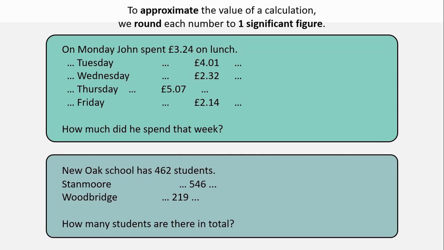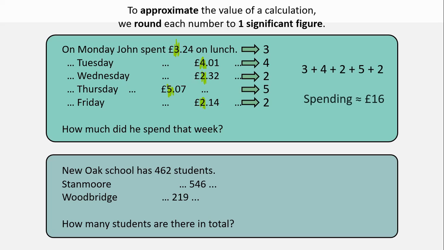Okay, this slide is just showing that when we approximate, we round to one significant figure. So when we're looking at the amount that's being spent on lunch, your first significant figure here is the first non-zero digit that you're coming to. And in all of these cases, it's in the pounds column. So you just round those to essentially the nearest pound, which we can see there. Add them all up, job done, far, far easier than having to get into decimals.